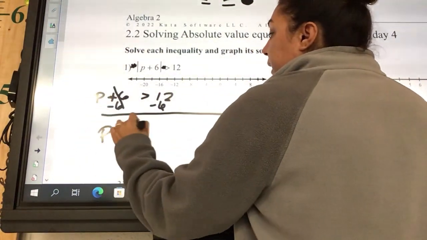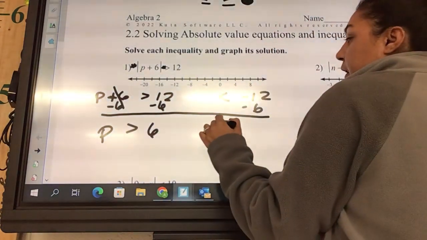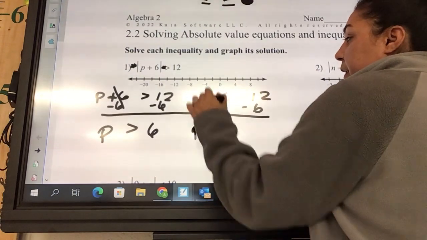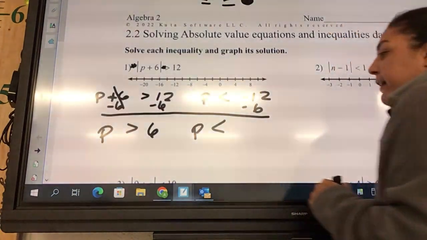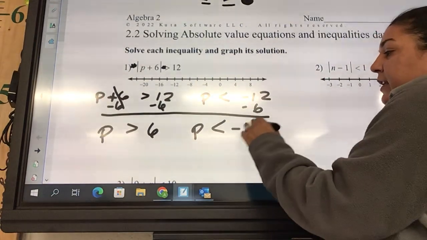Okay, so I got P, 12 minus 6. 6. And this is a P here. Okay, -12 minus 6. It's going to be -18.